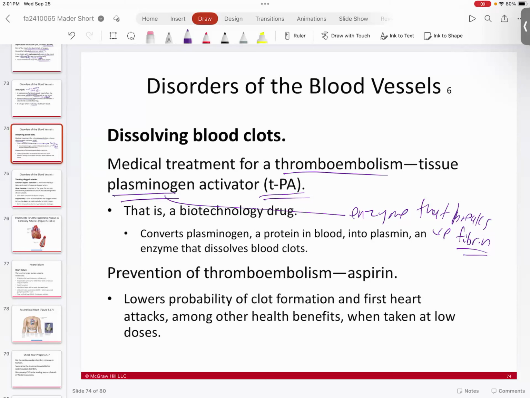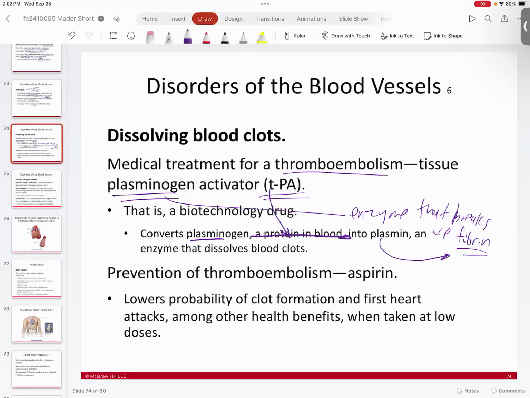So what'll happen is TPA will actually take plasminogen and turn it into active plasmin. And that plasmin will then go and basically dissolve fibrin. And that'll break up your clot.